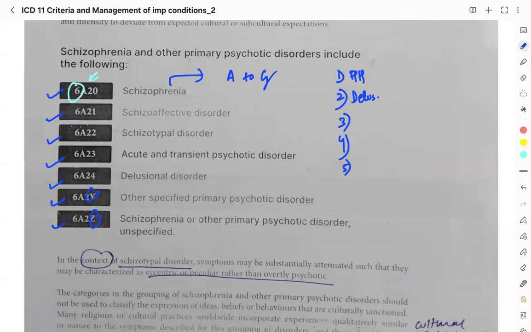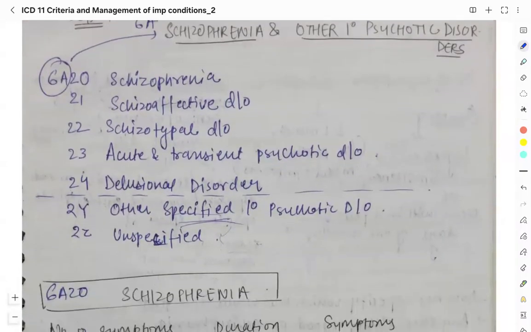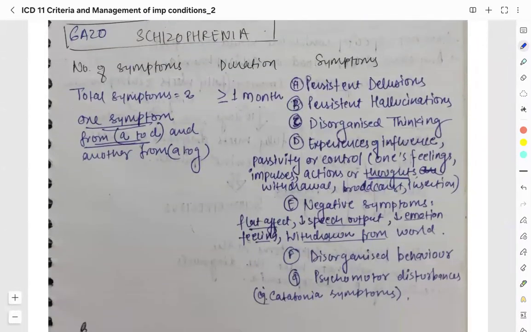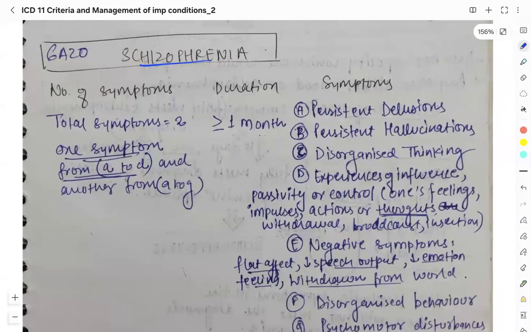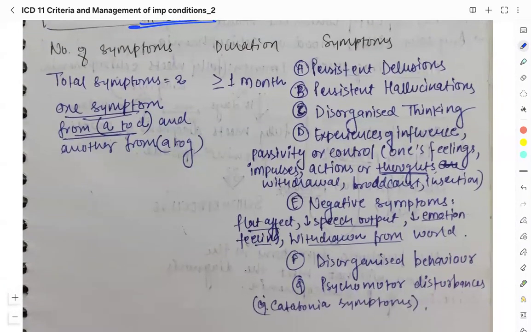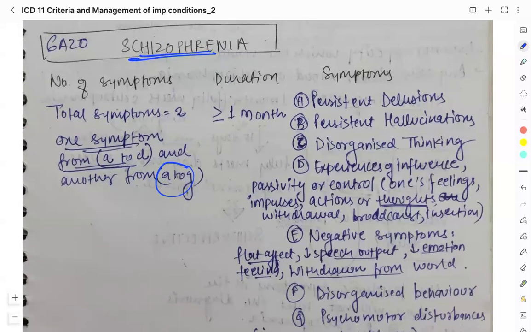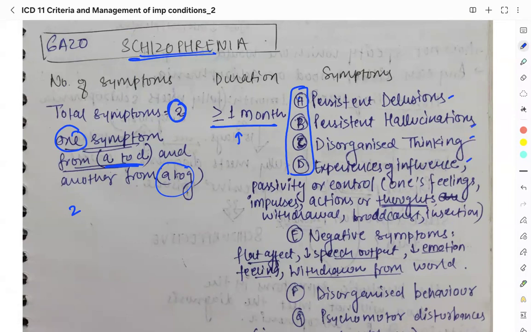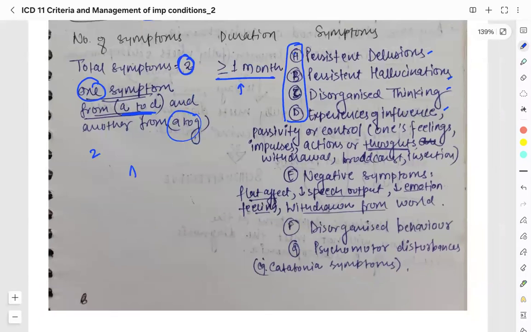So three of the symptoms that you told come under A to D. Let's see it here. When we talk about schizophrenia, we have symptoms from A to G, and ICD-11 says that a total of two symptoms should be present for a duration of more than or equal to 1 month, and one symptom needs to be from cluster A to D. So one symptom should be present from A to D, and one symptom from A to G.